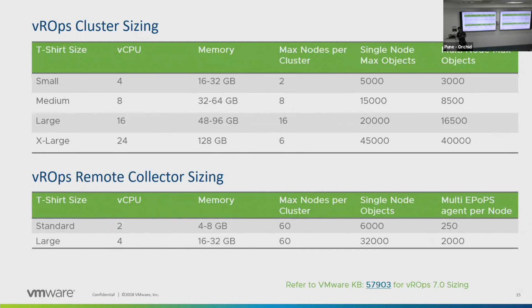Same goes for my remote collector. It comes in only 2 sizes, standard and large. 2 vCPU, 4 to 8 GB RAM for standard, and 4 vCPU, 16 to 32 GB RAM for the large deployment size, along with the number of objects it works upon. Everything is available in the KB, nothing which I have discovered. Go ahead and download it. So even if you don't take the screenshot, that's okay.